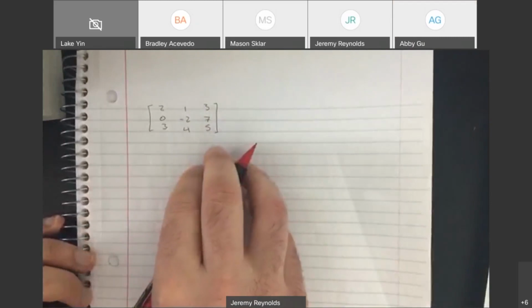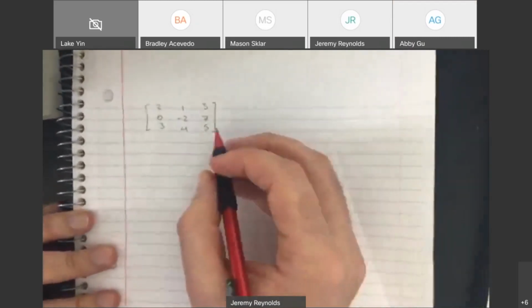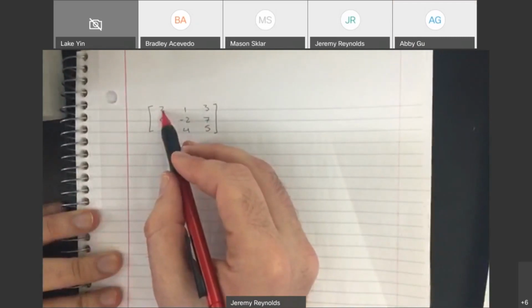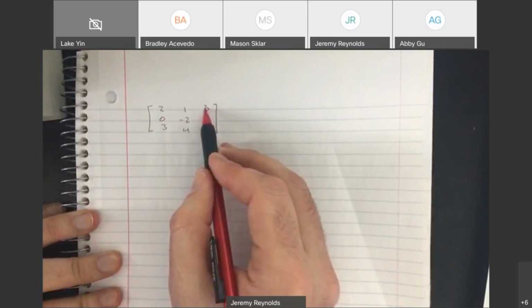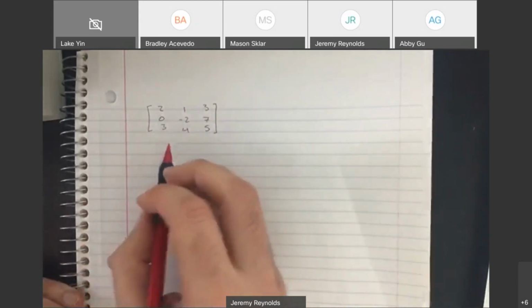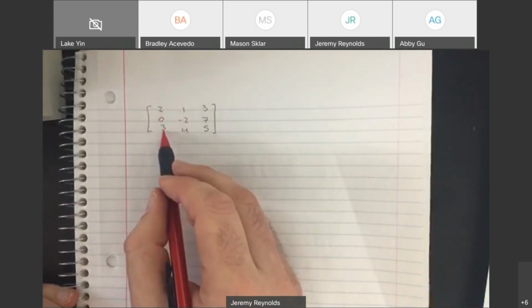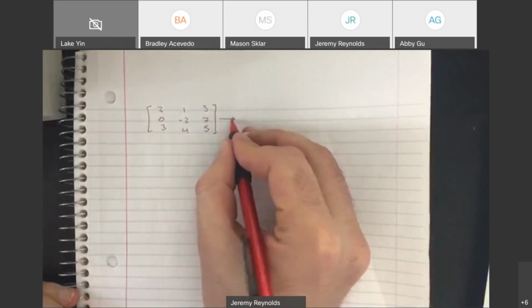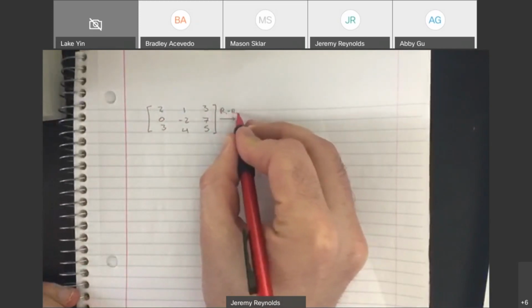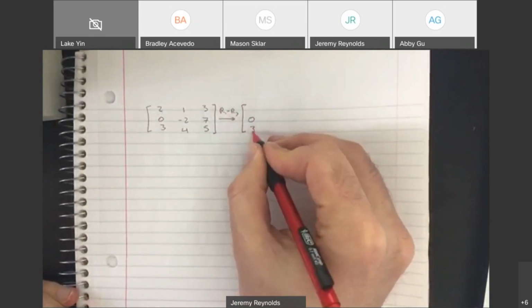So without introducing any fractions, there are a few different ways we can do this. So we need to get a 1 up here. You can see if we divide this row by 2, we'll have 3 halves, which will be a fraction, and 1/2 will be a fraction, so we can't do that. What we can do is take row 1 and subtract row 3. Let's do row 1 minus row 3. And that'll give us a new row 1, and rows 2 and 3 will stay the same.